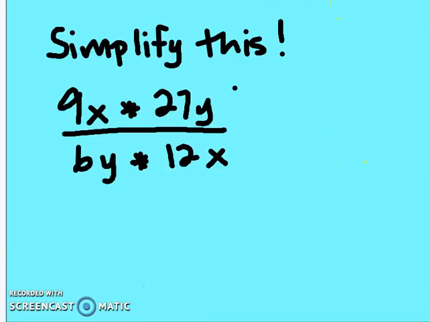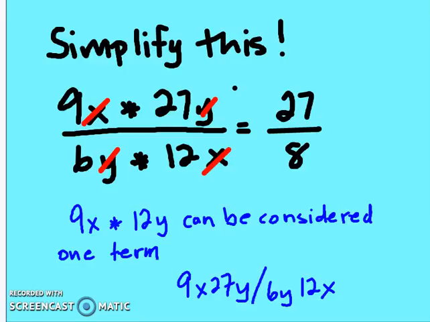All right, simplify this problem. If we multiply the terms, we combine them, and x and y become part of one term. I end up being able to reduce x over x and y over y, and then I have a common factor of 9 between the two terms, and I end up with 27 over 8 as my simplified fraction.